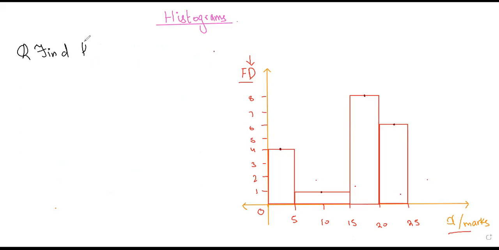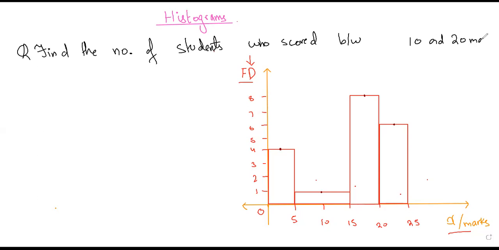Find the number of students who scored between 10 and 20 marks. Okay. Now it could be that the examiner might ask this question, and this would only be asked whenever the histogram is made using frequency density. And when does that happen? When you have range data with different class widths. Okay.